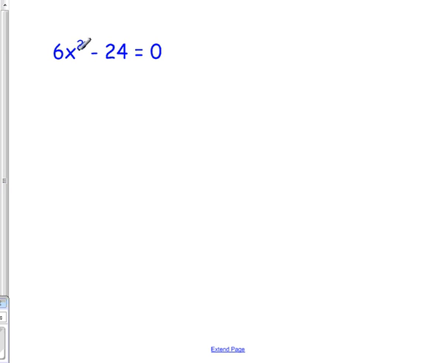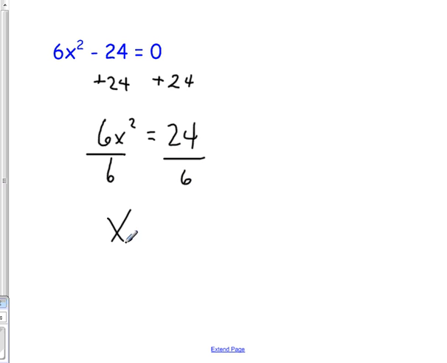All right, let's look at the next one. 6x squared minus 24 equals 0. Well, let's add 24 to both sides. And this technique won't always work. If there were an x term here, then we'd have to use some other technique, but that's a different video. So we get 6x squared equals 24. Divide by 6. We get x squared equals 4.